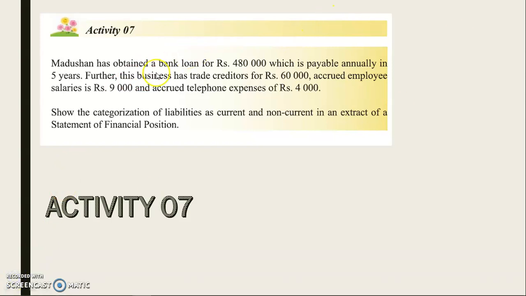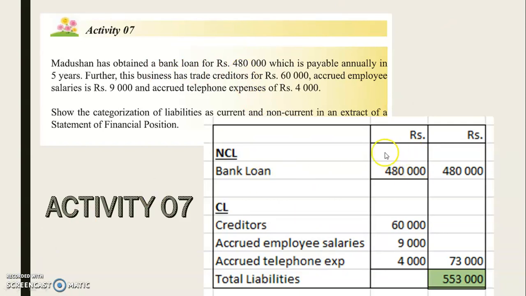Okay, so Madhushan has obtained a bank loan of rupees 480,000. So bank loan 480 is under non-current liability, and then you have trade creditors 60,000, current liability, accrued employee salary 9,000, current liability, accrued telephone expenses 4,000. So you add the total non-current liability and current liability, and you get the total liabilities.